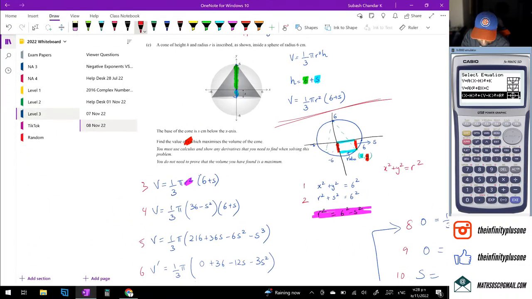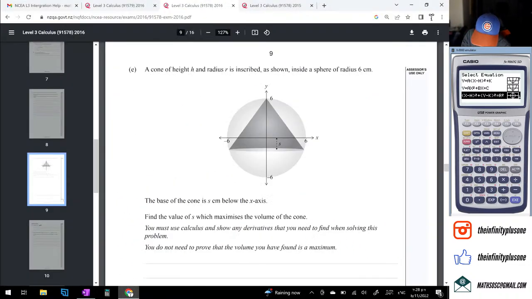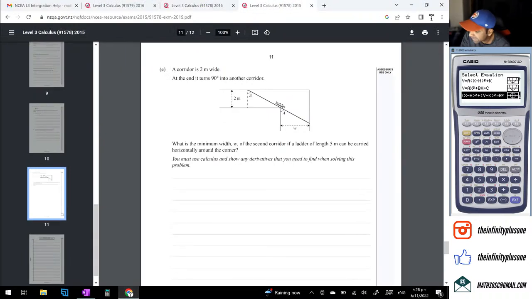Duckworth, is that the mirror question? 2015. Yeah, let's do the mirror question tomorrow. I'll leave this running so that I remember we'll do this question tomorrow. Yeah, we can do the mirror question tomorrow.